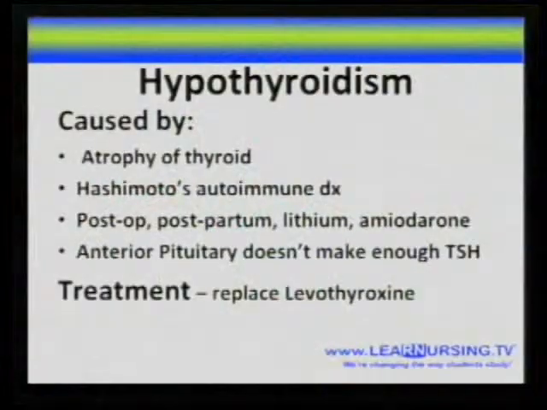Okay, so now we're going to talk about hypothyroidism. So that's where most of us are in your semester. It's caused by something going wrong with the thyroid. Either you have an atrophy of the thyroid, which means, we talked about atrophy of the adrenal cortex, it's not working like it's intended to.